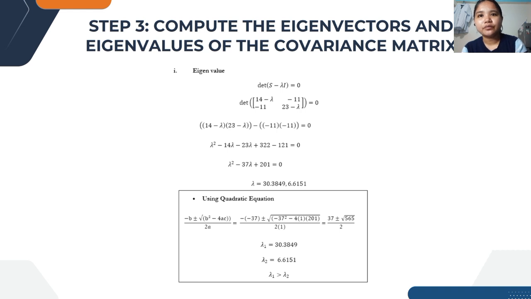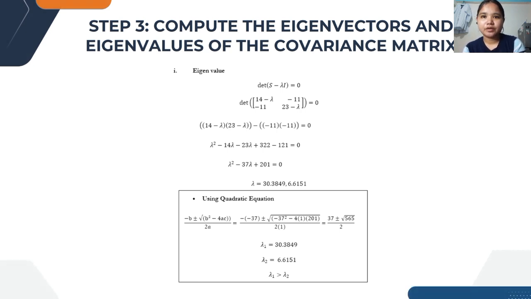Now to find the lambda, we use the determinant of S minus lambda I. So we have here (14 minus lambda) times (23 minus lambda) minus (negative 11 times negative 11) equal to 0, and then we combine similar terms and solve the equation. We combine the similar terms, and then we get lambda squared minus 37 lambda plus 201 equal to 0.